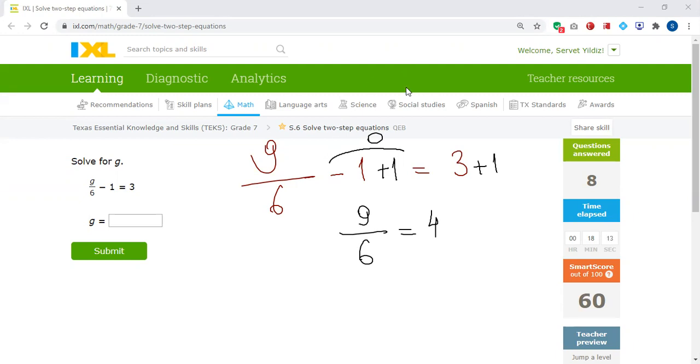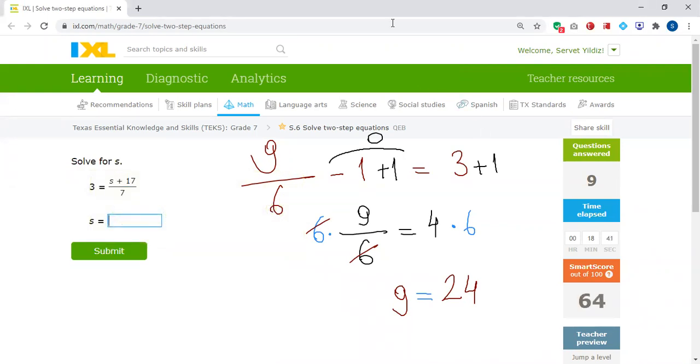Or we can just multiply both sides by 6. So multiply by 6 and multiply by 6. Here 6 and 6 will be canceled out. So G is going to be equal to 4 times 6, 24. G is equal to 24. Let's write it down. 24.